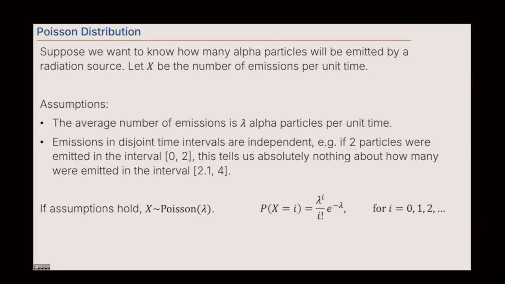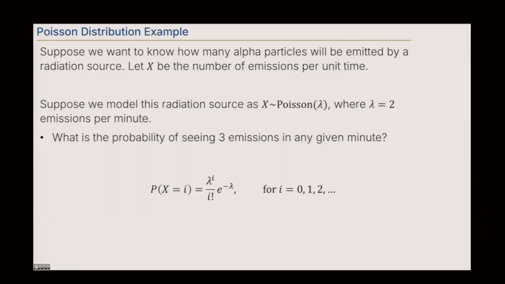The distribution for a Poisson random variable is the probability of x equal to i is equal to this funny expression here: lambda to the i, over i factorial, times e to the minus lambda. For now, that's just a totally mysterious equation. This is for i equals 0, 1, 2, and so forth. So x tells you the number of emissions per unit time, and I'll give you an example in a moment.